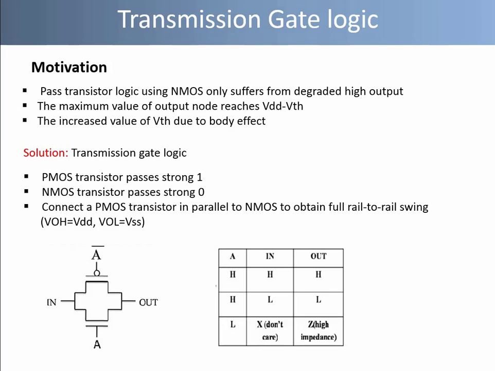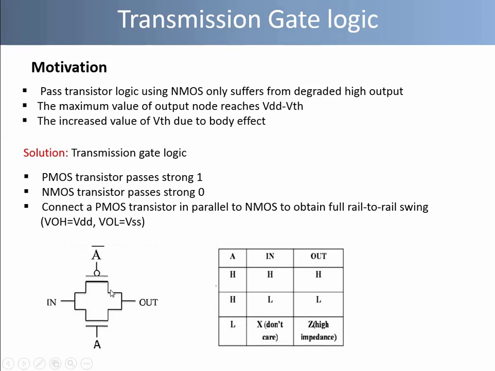To deal with the voltage drop problems of pass transistor logic, transmission gate logic is proposed, and this technique builds on the complementary properties of NMOS and PMOS transistors. That is, PMOS transistors are good at passing a high voltage level at the output, that is, they pass a strong 1, whereas an NMOS transistor passes a strong 0. So the transmission gate combines the best of both devices by placing an NMOS transistor in parallel with a PMOS transistor, as shown in this figure.